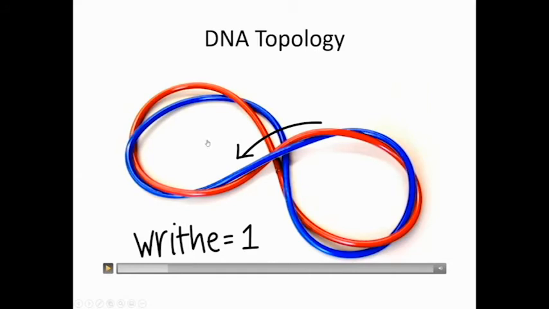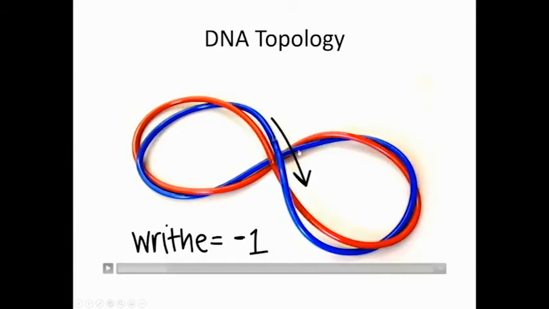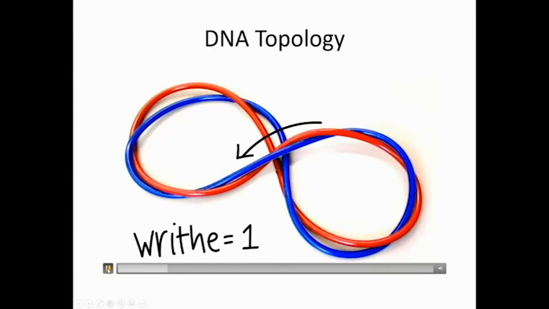So remember, the right hand would be negative and left hand would be positive, right? So you can see the left hand, all right, from left to right on the top. If you go back, this is from right, right? You see the right to the left is the right hand, all right? So it would be negative, okay? And this DNA has a writhe of 1.